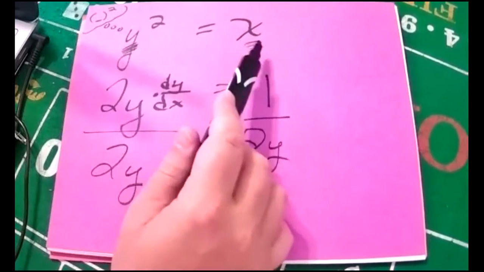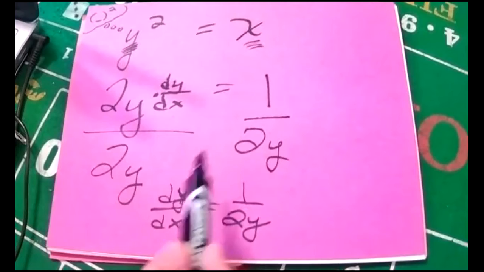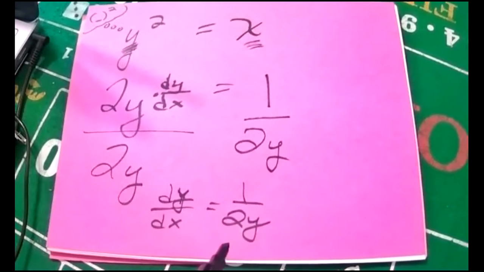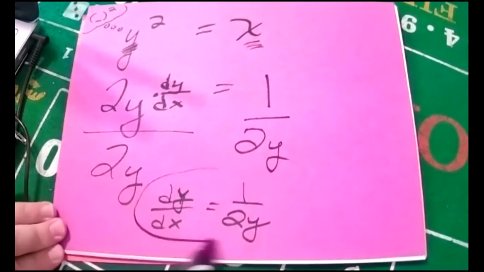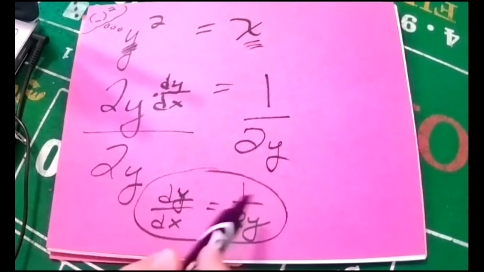Then on the right, what's the derivative of x? The answer is just 1. And now you can divide out 2y to both sides, and you get your answer like you see here. Notice this time the derivative dy/dx is actually in terms of y, not x. Sometimes you'll have just y, sometimes you'll have x, sometimes you'll have both y and x.